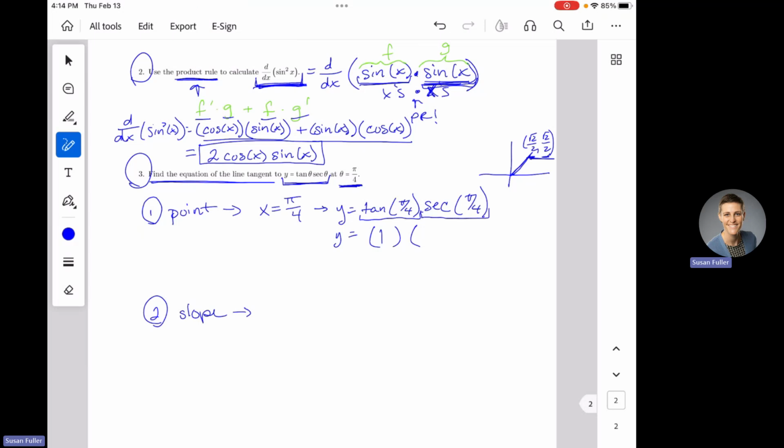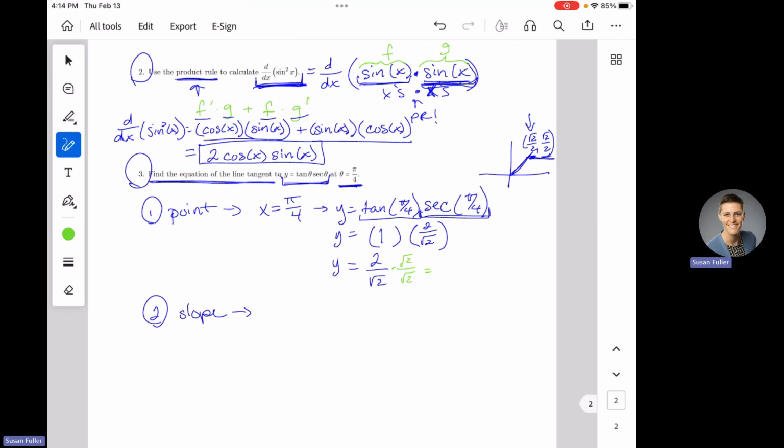Secant of pi over 4 is the cosine flipped upside down. Cosine is your x value. So I'm going to take root 2 over 2 and I'm going to flip it upside down. So my y value here is 1 times 2 over root 2, which is 2 over root 2. If you wanted to, you could simplify this. You don't have to rationalize, but in this case, rationalizing is going to simplify this a little bit.